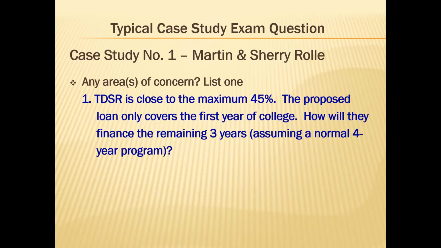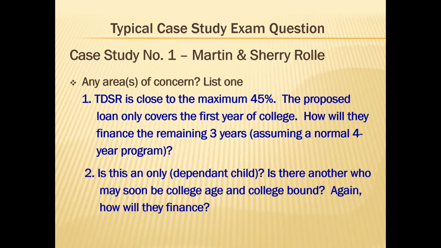The second one we looked at was, is this an only dependent child? Is there another child who will soon be college bound or college age? Again, how will they finance? Okay, so a lot of that information, again, when we are taking our loan applications, there's a section that talks about dependents.